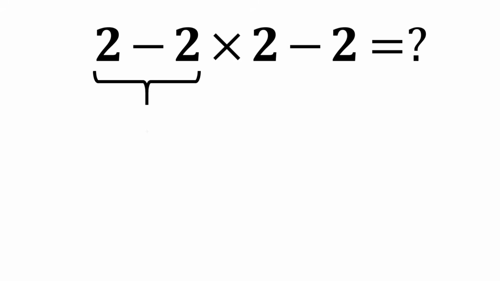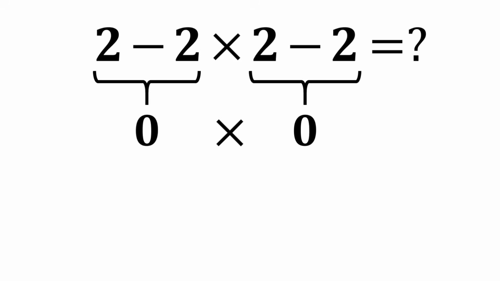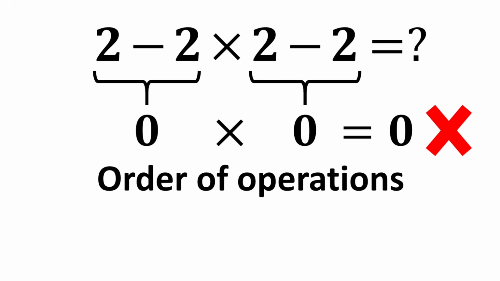2 minus 2 equals 0, and again, 2 minus 2 equals 0. Finally, 0 multiplied by 0 equals 0. But this answer is not correct, because we did not follow the order of operations, which is one of the most important rules in mathematics.